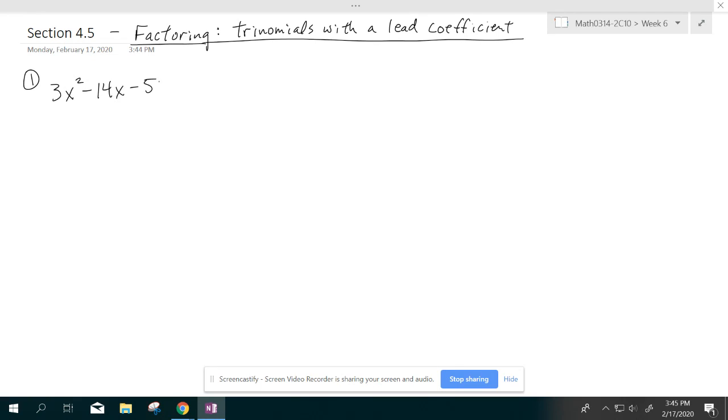Okay, so how many terms are there? And that makes it a trinomial. Is it in descending order? And do all 3 terms have something that I can factor out? Does anything divide evenly into 3, 14, and 5? Don't think so. And they don't all have an x? No. So there's nothing to factor out. But did you notice this time I do have a number in front of the x squared? That 3, that is my lead coefficient. And when there's a lead coefficient, you're going to use the 3R method.